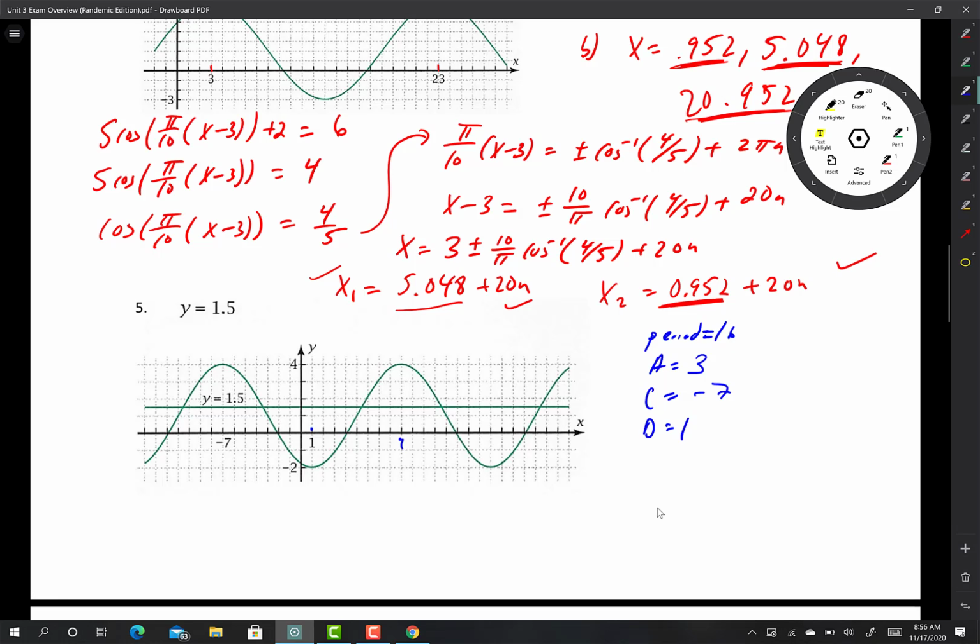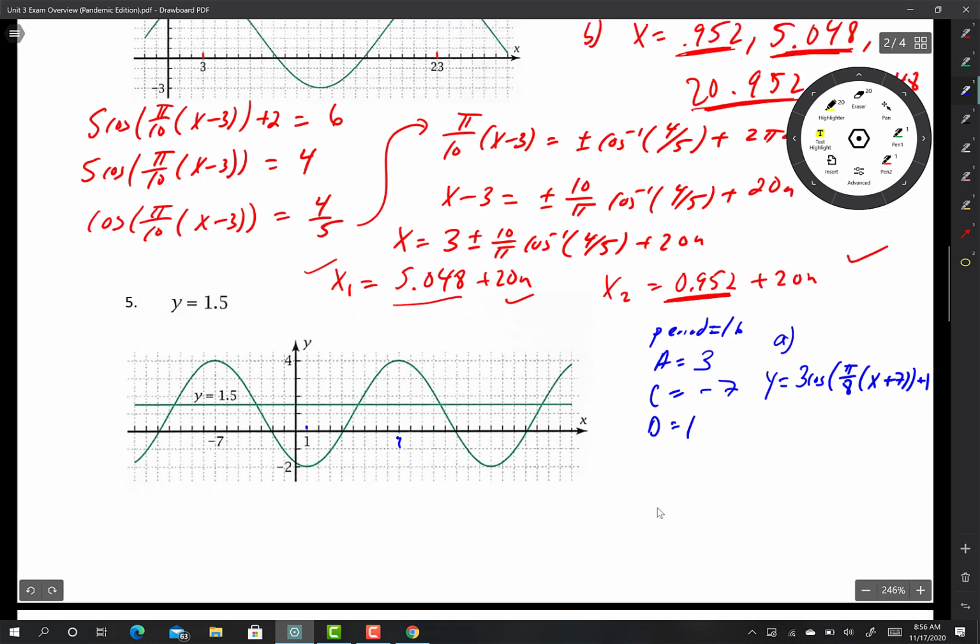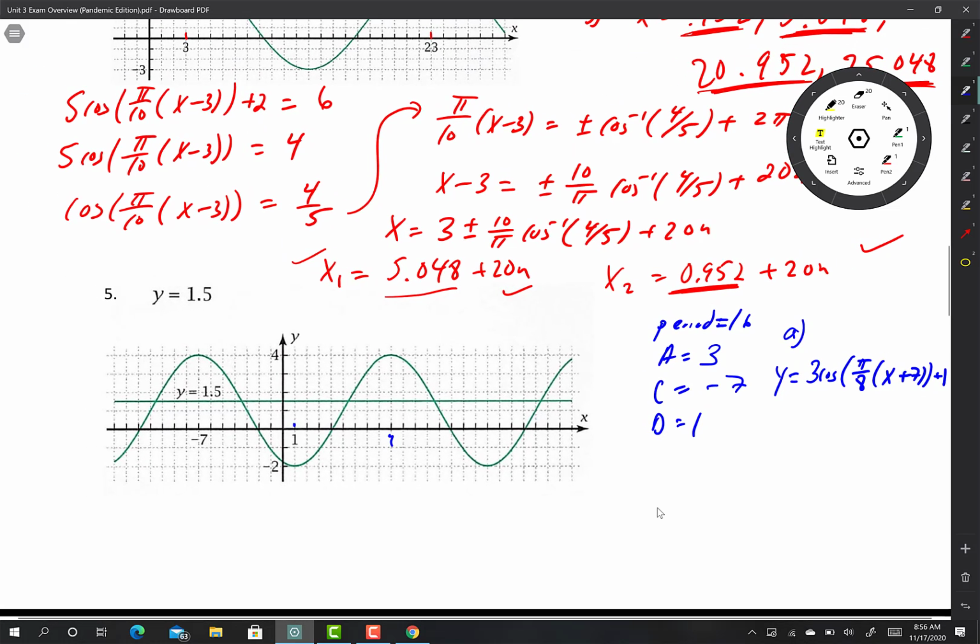So letter A is just going to be y equals 3 cosine, and the period was 16, so it's going to be pi over 8 (x plus 7), close, and then plus 1. And there it is. Hopefully I was able to fit everything, and it looks like I was. Letter B wants to know where these coordinates are right here. So there is a total of 5.